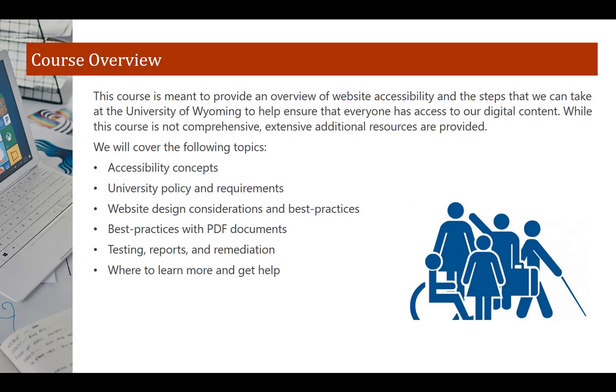This course is meant to provide an overview of website accessibility and the steps that we can take at the University of Wyoming to help ensure that everyone has access to our digital content. While this course is not comprehensive, extensive additional resources are provided. We will cover the following topics: accessibility concepts, university policy and requirements, website design considerations and best practices with PDF documents, testing, reporting, and remediation, and where to learn more and get help.